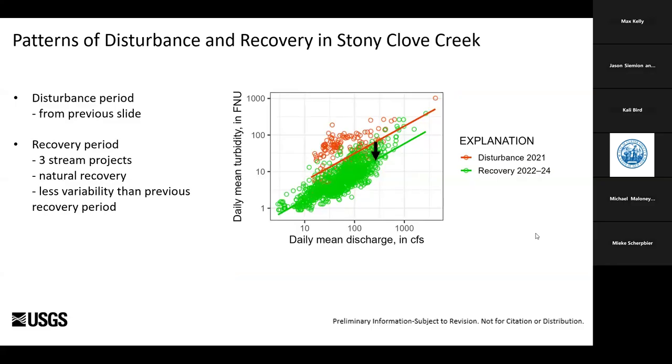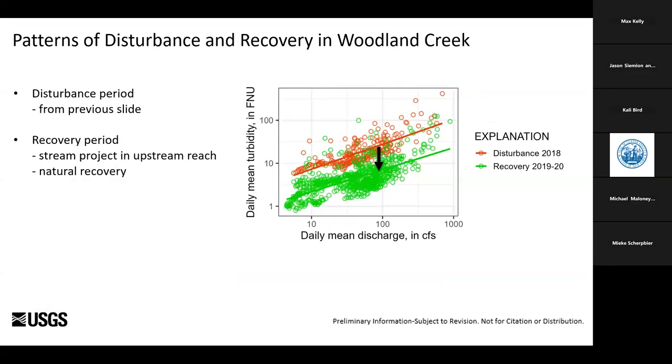So same disturbance period on this slide. We have a recovery period. Oops, sorry, I went backwards on that slide there. Pardon me for that. Here we go.